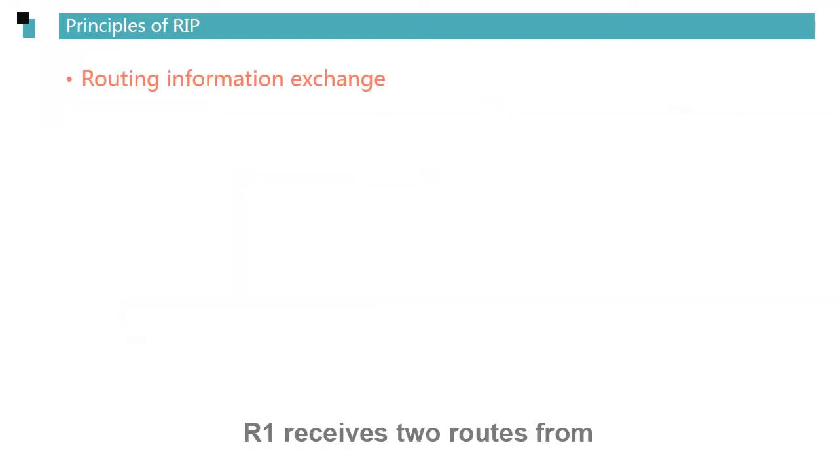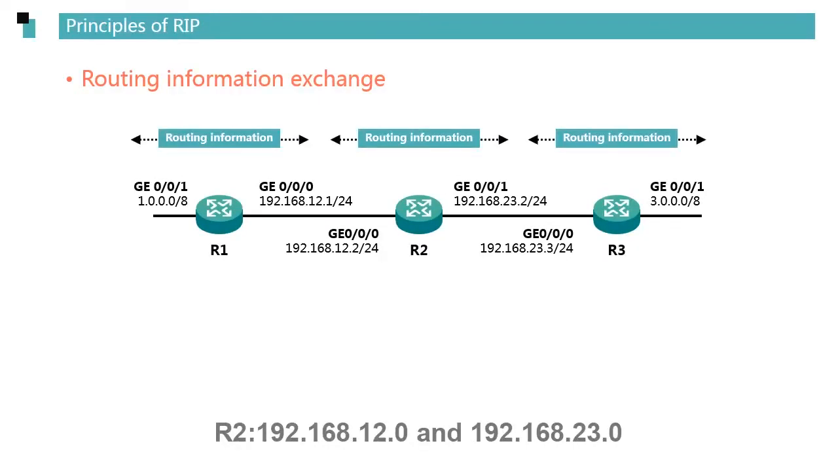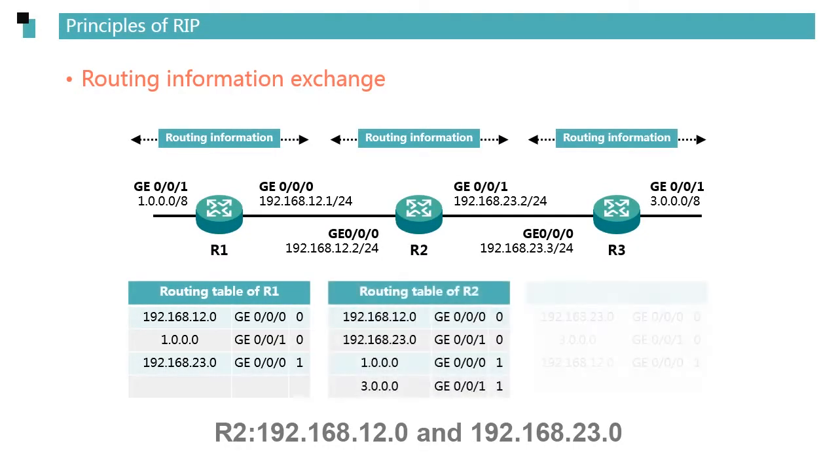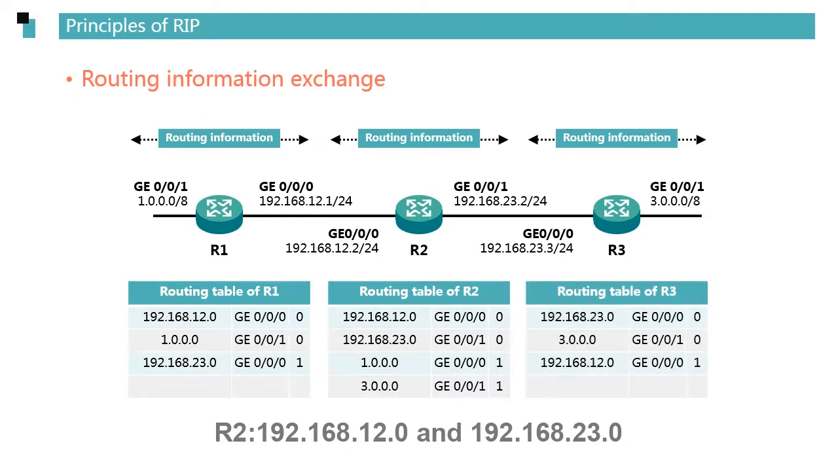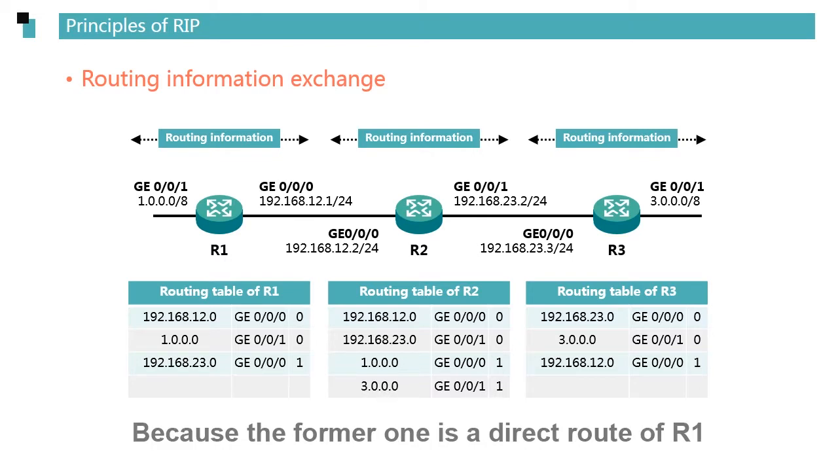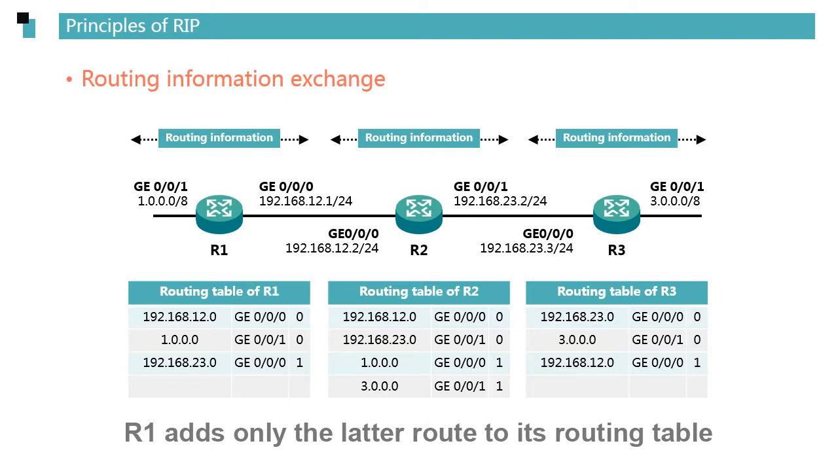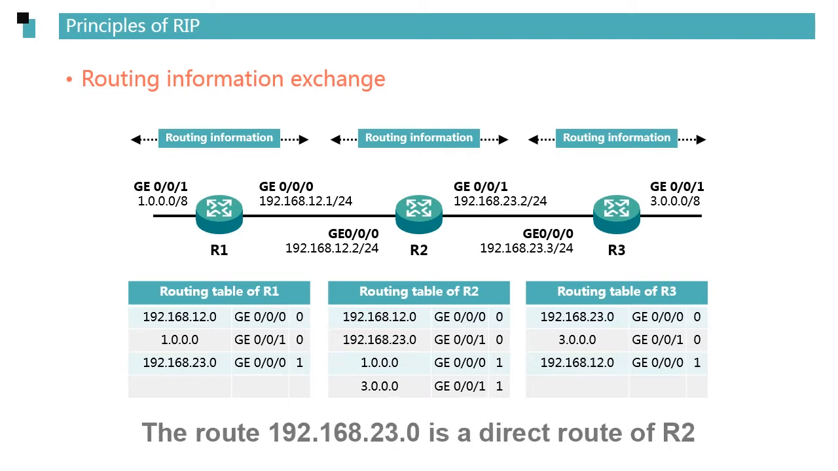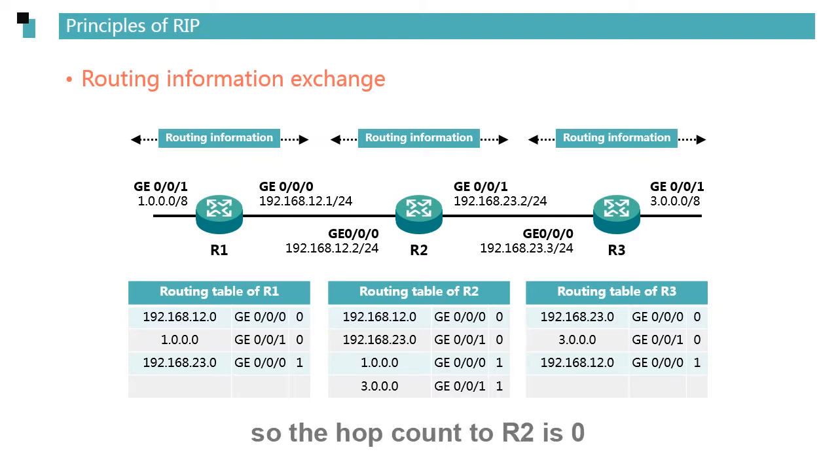R1 receives 2 routes from R2, 192.168.12.0 and 192.168.23.0. Because the former is a direct route of R1, R1 adds only the latter route to its routing table. The route 192.168.23.0 is a direct route of R2, so the hop count to R2 is 0. After R1 receives this route from R2, the hop count to R1 is 1.